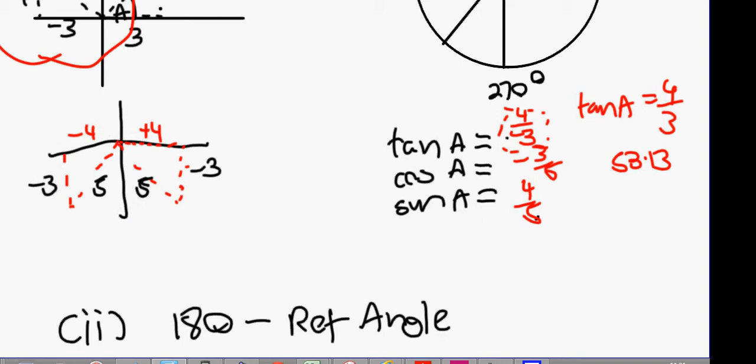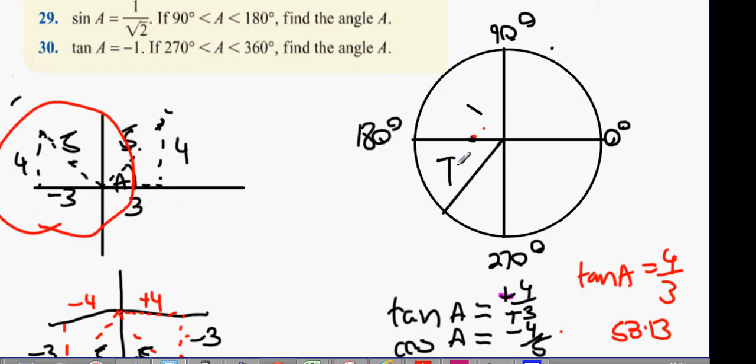Now, in this case here, what is tan A this time? Tan A is minus 4 over... cos A is minus 4 over 5. Sorry, sin A is minus 3 over 5. Which one is positive? Why is tan positive? A negative divided by a negative gives you a positive. This one here is known as tan positive.